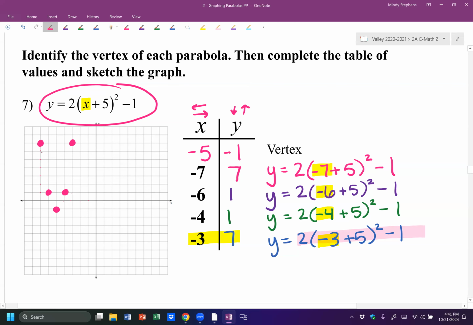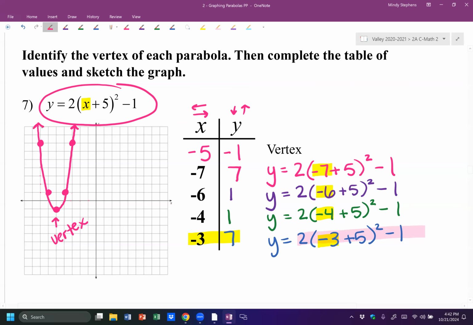But this one, we know that this bottom piece right here, that's the vertex. So the graph should go up or down from that vertex. Then you're going to just draw the best parabola you can. Make sure it's a U shape. Don't make it pointed. Don't make the bottom a V. It has to be curved. And that's what your parabola is going to look like.